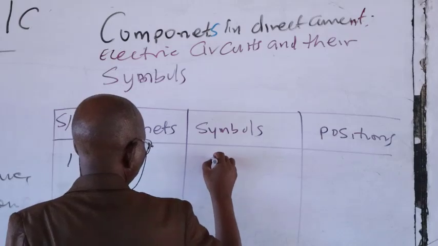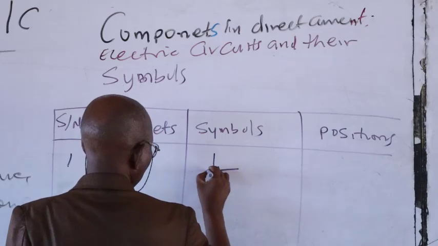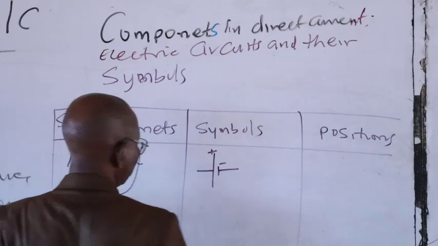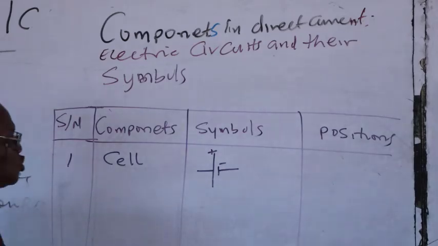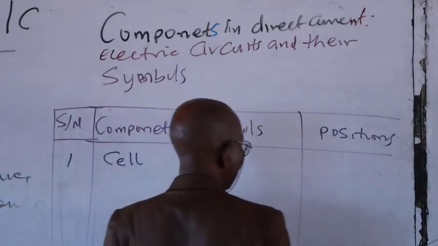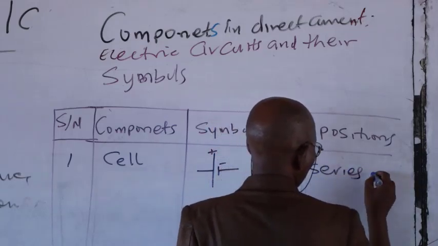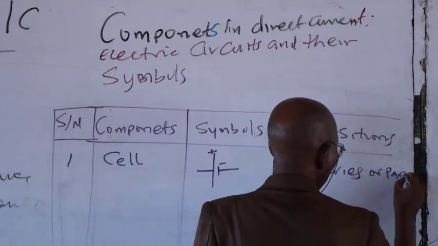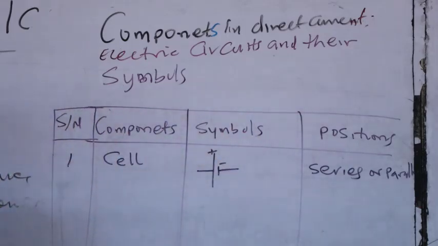You have this, one long and one short plate. The long one can be positive, this is negative. That's the symbol. And the position can be either series or parallel. You can have it in series and you can have it in parallel. That is a cell.